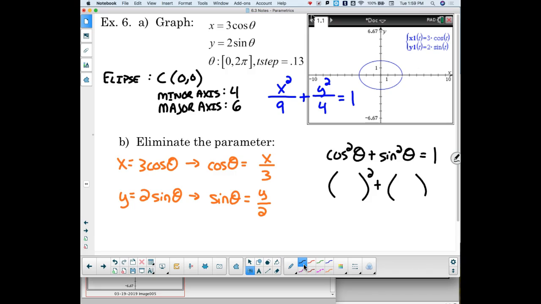Okay? So now I got to take this cosine and I got to square it. I got to take this sine, I got to square it. And that's going to equal 1. Well, that's going to be x over 3, and the sine is going to be y over 2. When I square those two, I get x squared over 9. Wait a second. Things are starting to come together. Plus y squared over 4 equals 1.